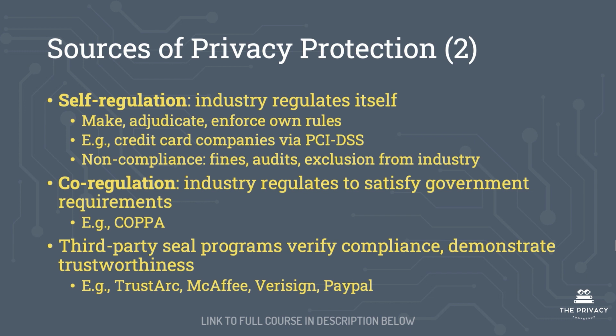Well, when other companies see that, they're going to say, all right, this is a credible company. And similarly, if that seal has some currency in the public and the market, then when individuals see that, they're going to say, hey, I can trust this company because they have this seal. Four examples of third-party seal programs that you may likely know about are TrustArc, McAfee, VeriSign, and PayPal. You'll definitely want to know everything here, the difference between self-regulation, co-regulation.